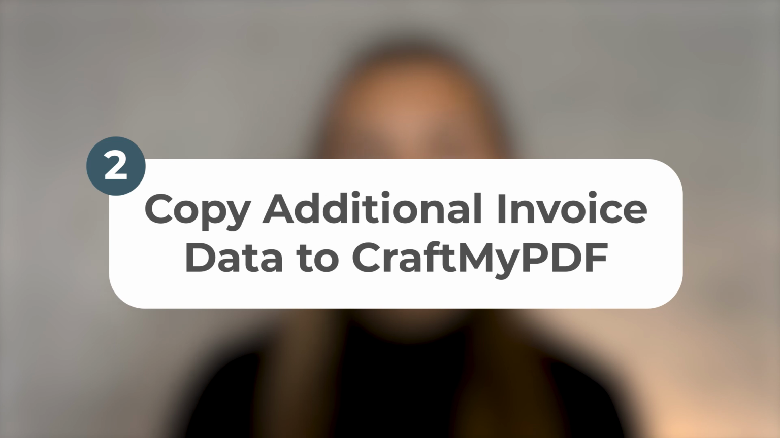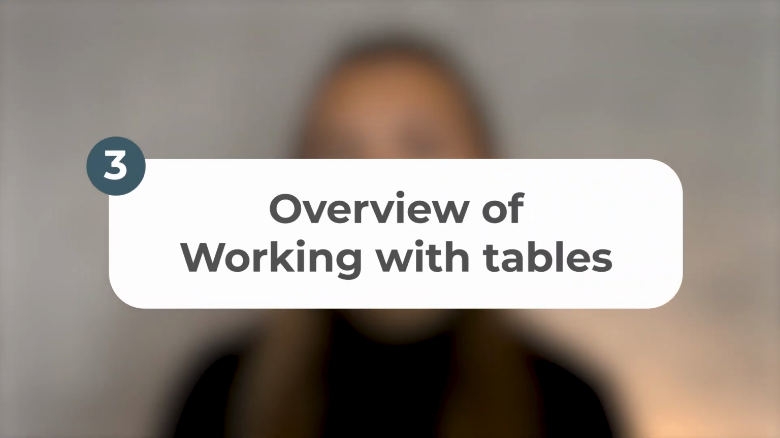Next, we'll copy the additional invoice data enclosed in the service verbose info attribute into the data section of CraftMyPDF. We'll quickly review how to work with repetitive groups, which look like tables in CraftMyPDF, called arrays in the CraftMyPDF terminology, as we'll need to use arrays to represent lists of XDR in the invoice template we'll be updating in the next step.